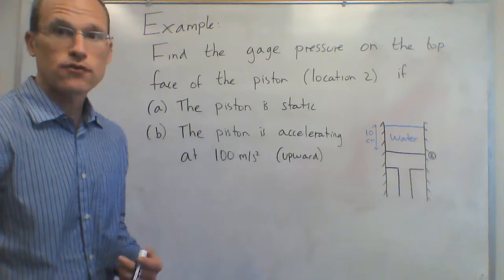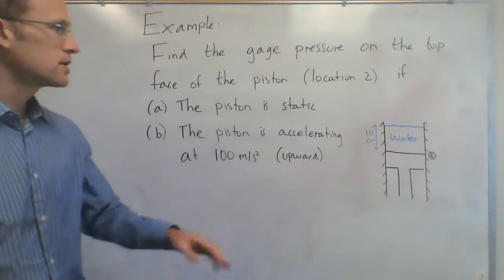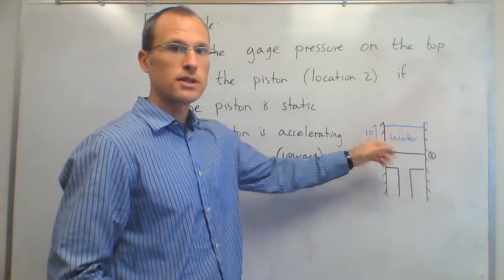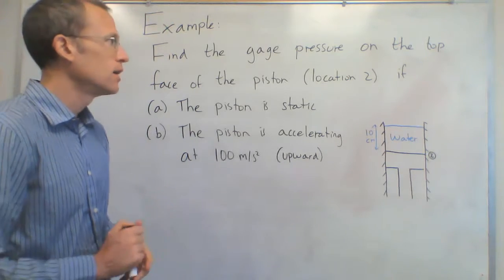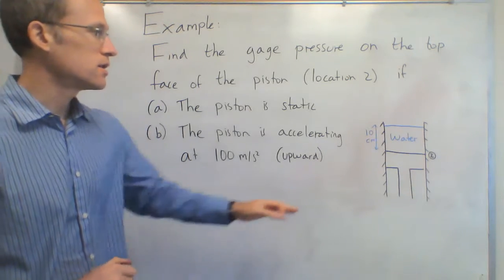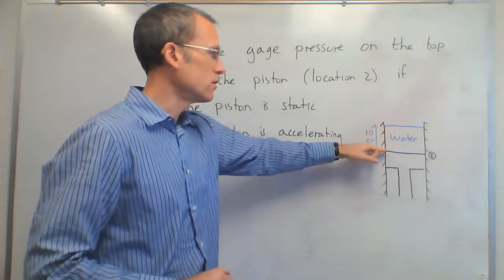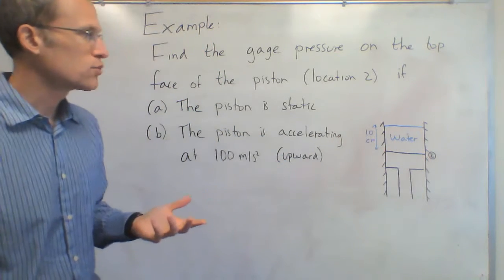So time for an example. I have a piston with 10 centimeters of water sitting on top of the piston, and I want to find the gauge pressure on the top face of the piston. So right here at location 2, top face of my piston. What's the gauge pressure in two scenarios?